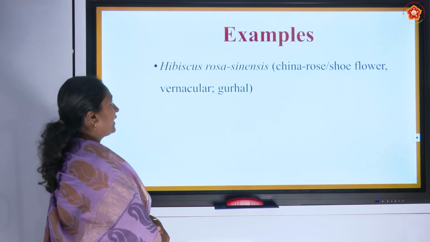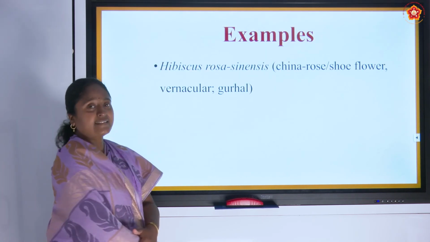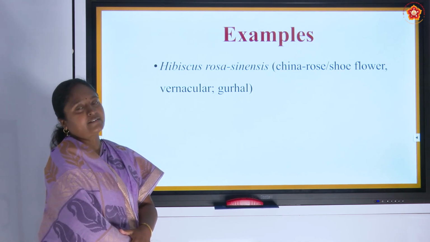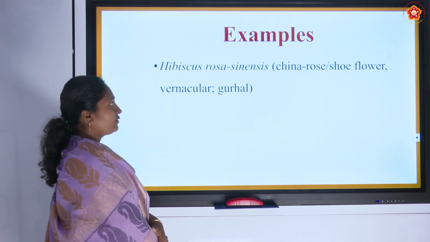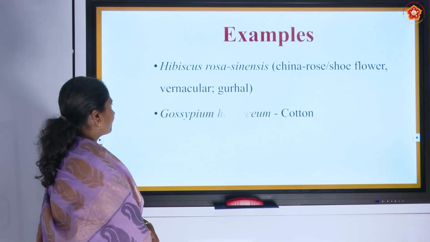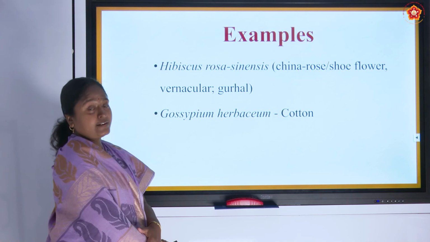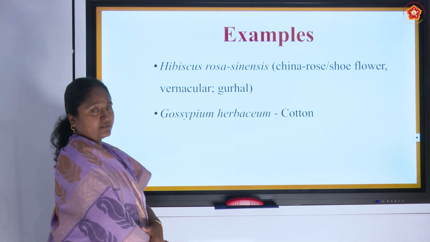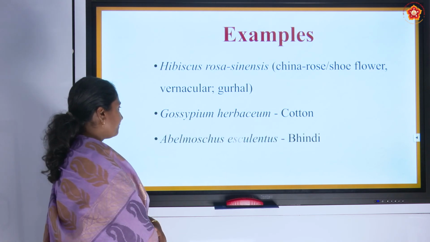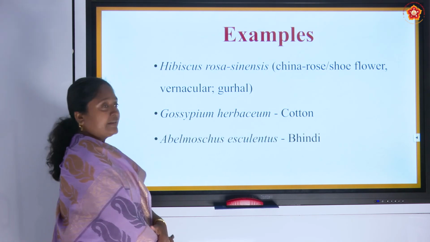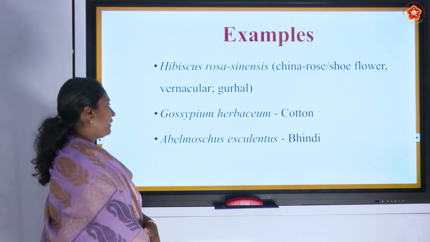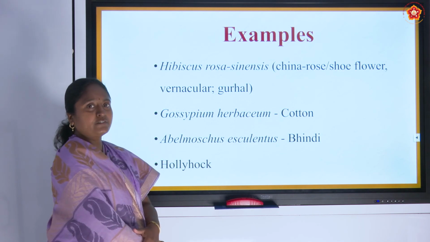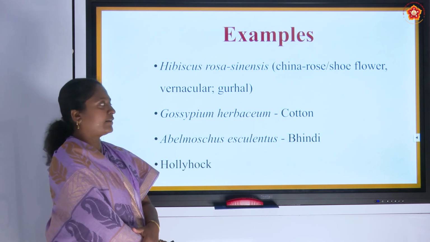Now we will see the common examples. Hibiscus rosa-sinensis is a very common plant we can see in our gardens and also in our houses, China rose or shoe flower. Then cotton also belongs to this category. Gossypium herbaceum is the botanical name of the cotton. The common vegetable bhindi also belongs to this family. Then hollyhock is one of the ornamental plants which also belongs to this category.